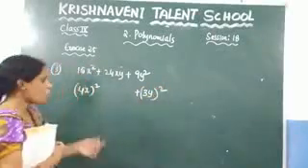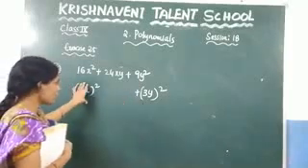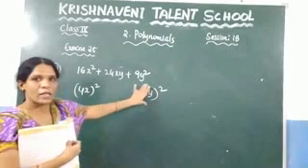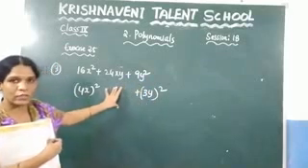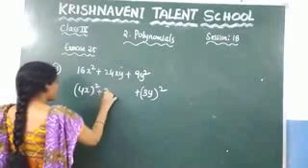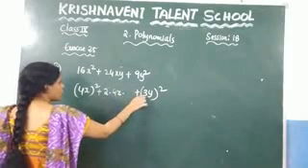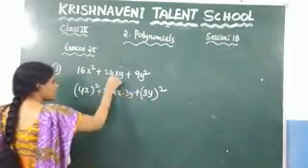Here we got the value of a and the value of b. It is in the form of a square and b square. In the middle, what will be there? You will get plus 2ab, right? So you can write plus 2 into, what is the value of a here? 4x, and what is the value of b here? 3y.